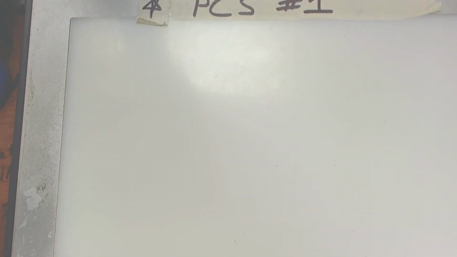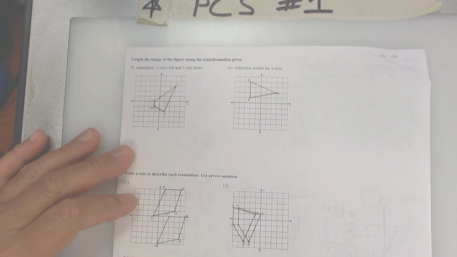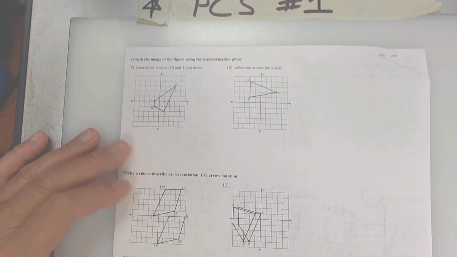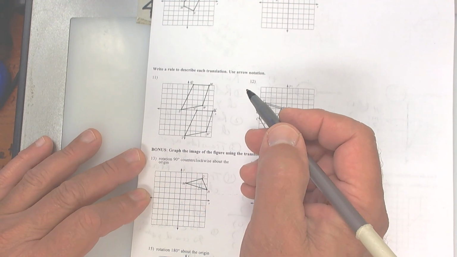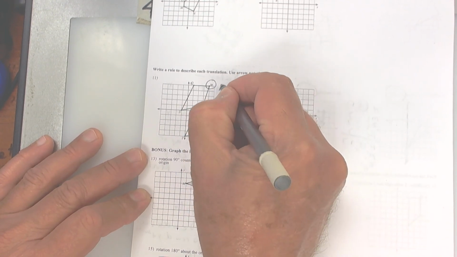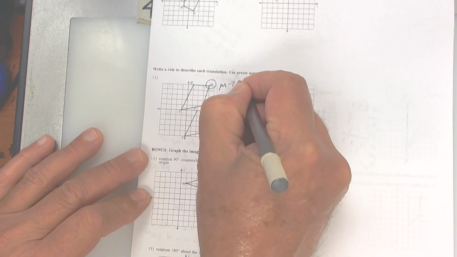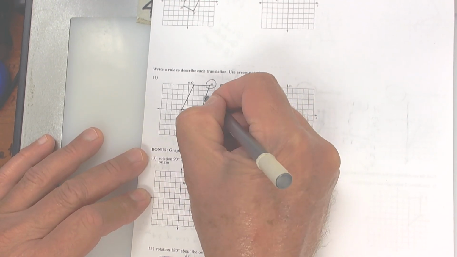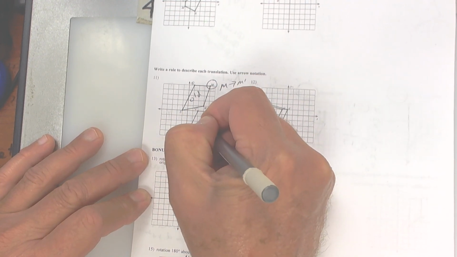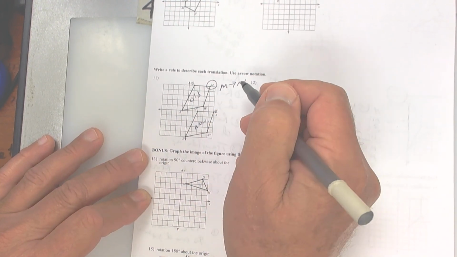On the back side, I think you have some rotations. Okay. It's all there. All the rules are there. Now this one you've got to figure out what they're doing. It looks like, remember, the M is the original and the M prime is the new. So this is the old. This is the new. So you've got to identify which one's the old.